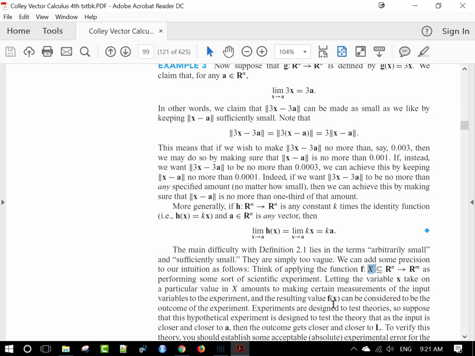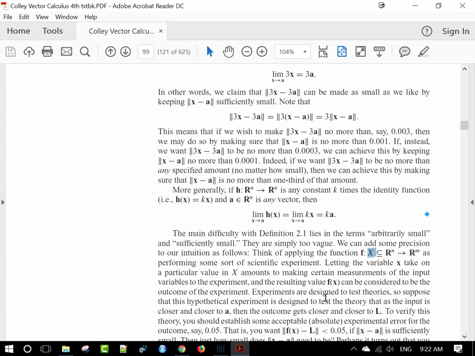So she's saying basically that when you're evaluating f, you think of it as an experiment where you put in certain x's, and the outcome of the experiment is what you get out of it. Experiments are designed to test theories, so suppose that this hypothetical experiment is designed to test the theory that as the input is closer and closer to A, the output gets closer and closer to L. So is it really true that as we get closer to A, the output actually gets closer to L?